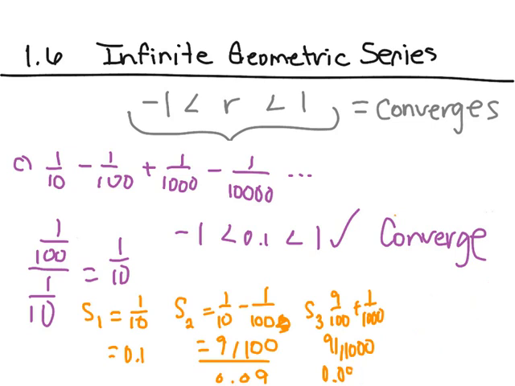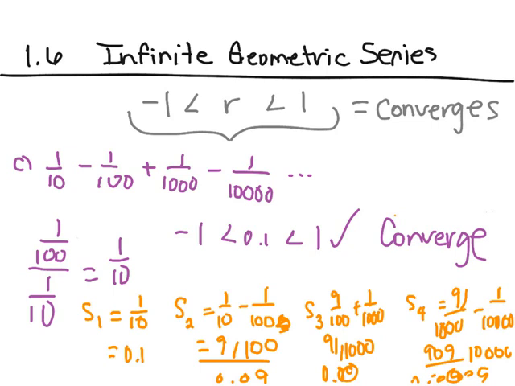I don't know why I added a 1 there. And the sum of 4 would equal 91 over 1,000 minus 1 over 10,000, which is 909 over 10,000, which is 0.0909. So all of them have this 0.09. So your finite sum that they're going towards is 0.09 repeated.